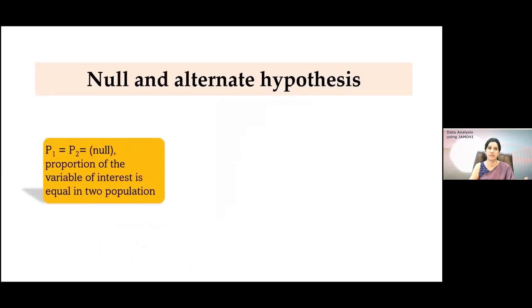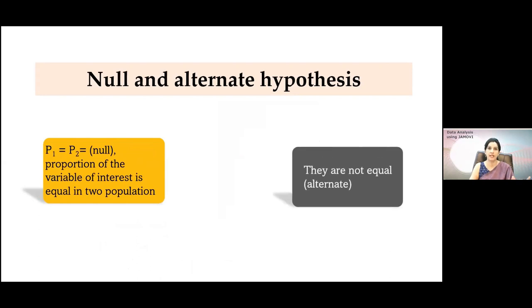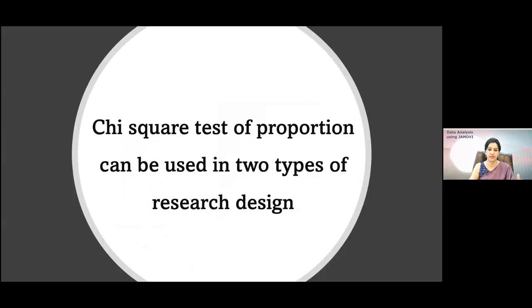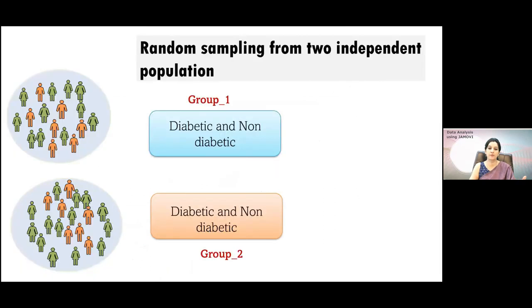So the null hypothesis in this case is that the proportion in both the two populations is equal, and the alternate hypothesis is that they are not equal. It can be used in two types of research design.